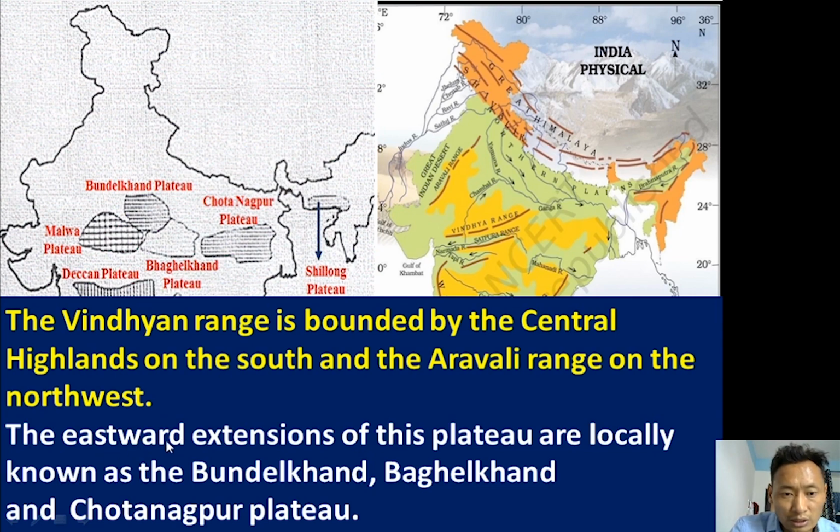Towards the eastward extension of this plateau, if we move towards the east, we have other plateaus such as Bundelkhand, Baghelkhand, and Chotanagpur Plateau. These four plateaus are collectively known as the Central Highland.